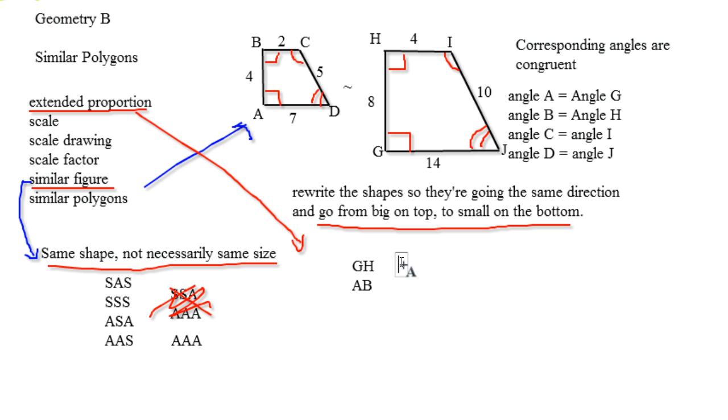So I'm going to have HI over BC, and I'll put in the fraction bars and everything in a second. IJ over CD, and JG over DA. What's going to happen is that these are going to be 4 proportions. This is my extended proportion, and these guys are going to be equal to each other. And voila, I can use these to actually solve the rest of the problem.